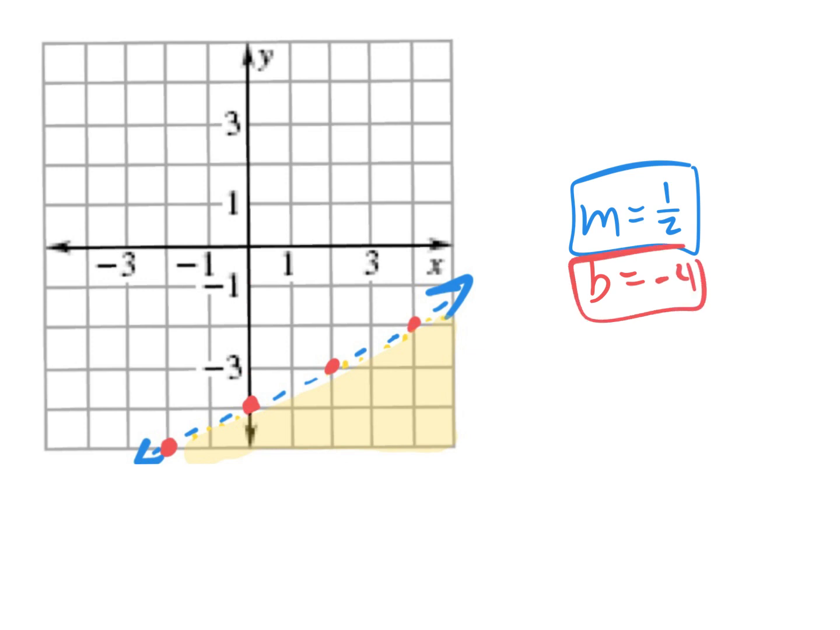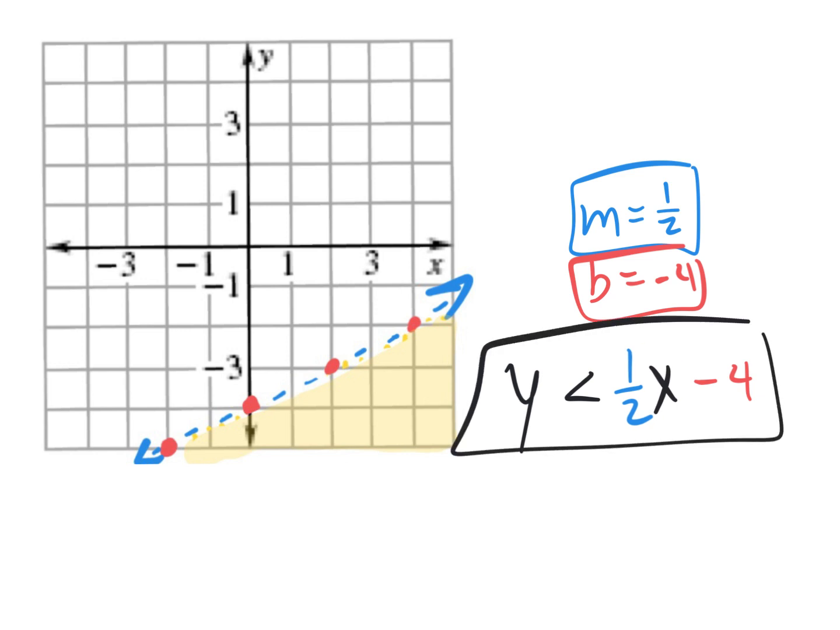And then you ask yourself about the inequality. The inequality is less than because you're shading below the line. And it's not a solid line, so I'm not going to put a solid line underneath it. And that will be y is less than mx plus b, which would be a 1/2 with an x right next to it. And then plus b is going to be a -4. And that's your answer.